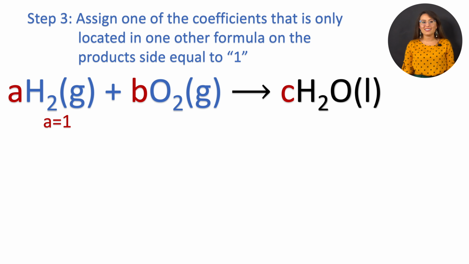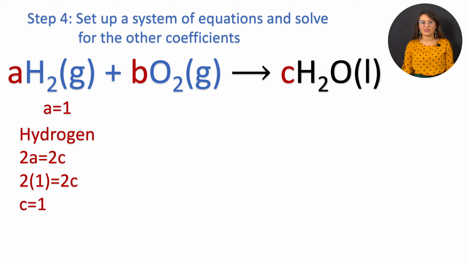In this situation, A is equal to 1, and we can begin solving for the other variables by setting up a system of equations. We know the number of hydrogen atoms must be equal to the same number of hydrogen atoms on the right-hand side of the arrow, so we set them equal to one another. When we do this next step, you need to count how many atoms you have in each formula, multiply by the variable coefficient, and set the equations equal to each other. For this example, for hydrogen, we would have 2A is equal to 2C. Keep in mind, we assigned A to be equal to 1, and when we solve for the variable C, this will end up being equal to 1.